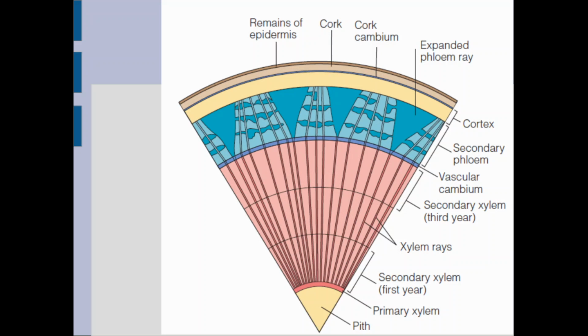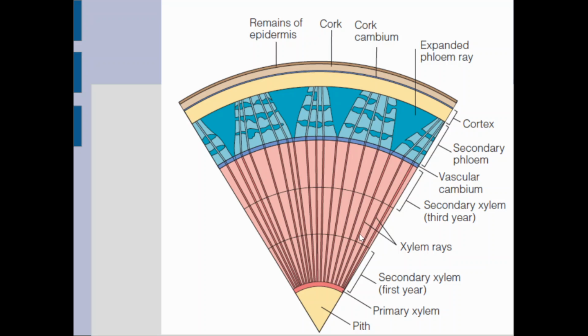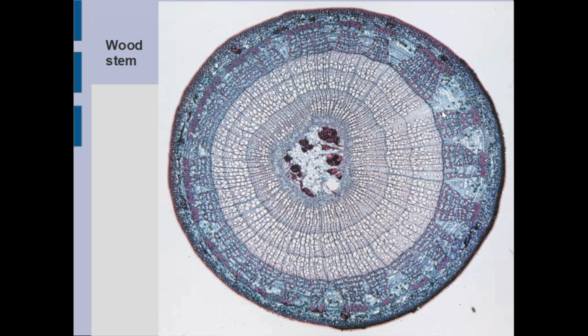The same structure in the schematic. So the pith, primary xylem, secondary xylem. So this is the first year growth, second year, and third year. Then the vascular cambium and secondary phloem. Primary phloem is somewhere here, and cortex also. Yes, we forget about cortex.